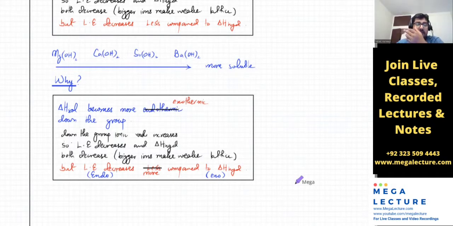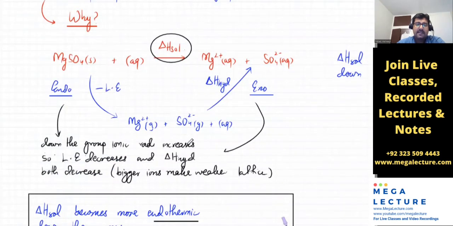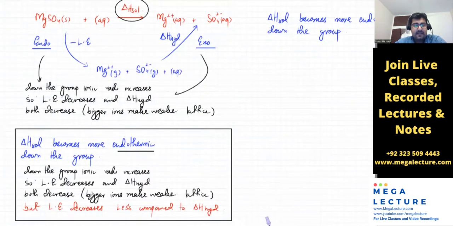So now I can go over this again. This could be slightly confusing, but I'll go over this once more. When you want to dissolve something, you break the lattice, and you make bonds with water. Exothermic, endothermic, enthalpy of solution. So for sulfates, it becomes less soluble. That means it's becoming more endothermic. So the endothermic part is bigger compared to the exothermic part. In that case, you're going to write that the lattice energy decreases less, the endothermic part decreases less compared to the exothermic part.